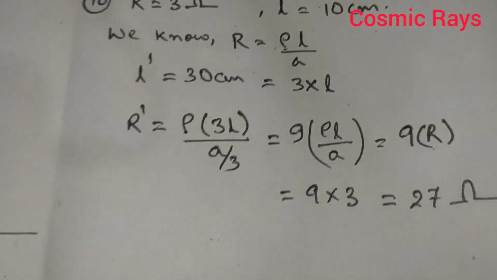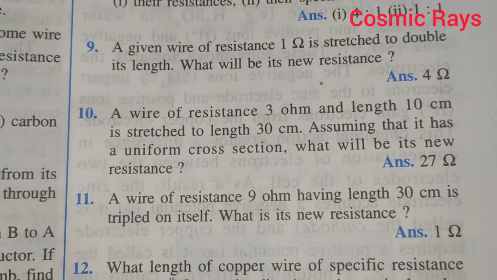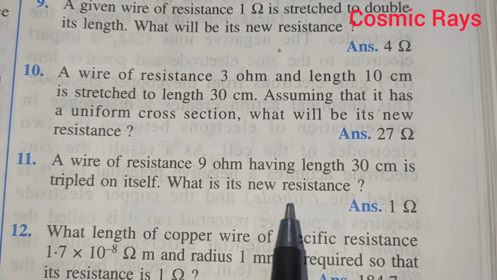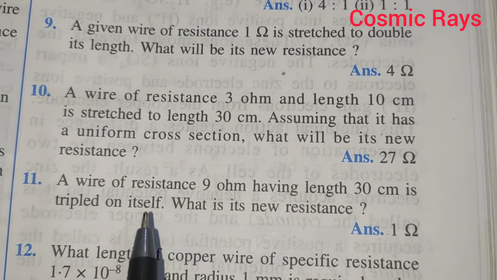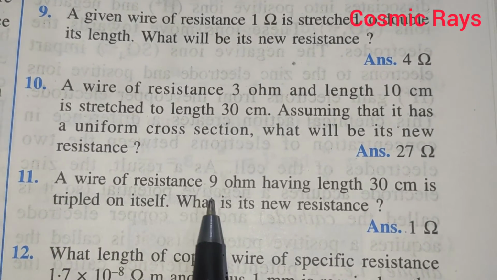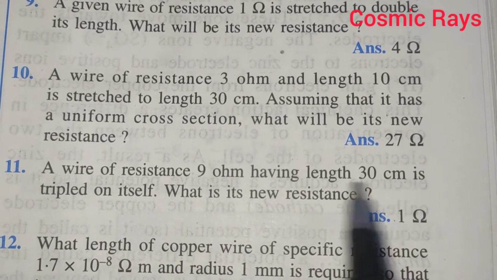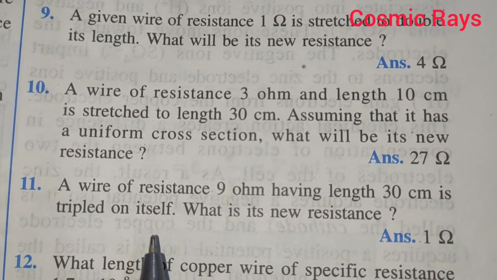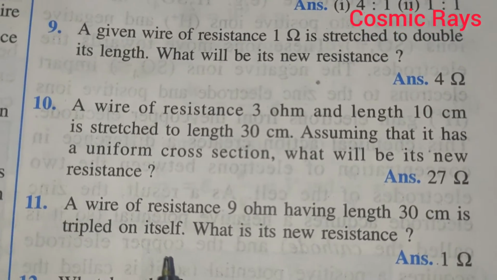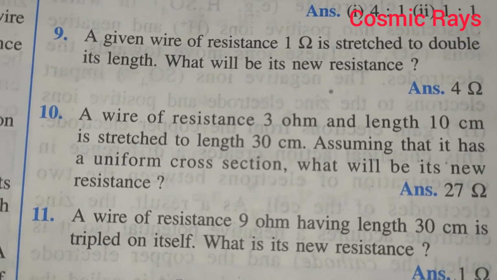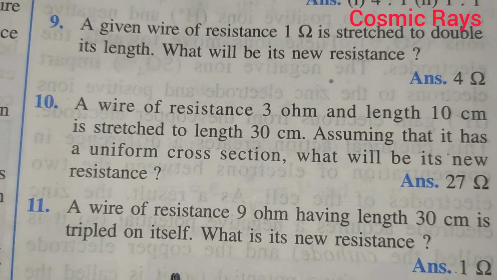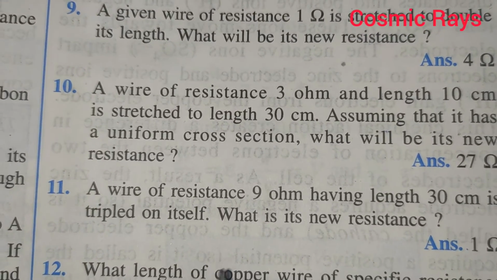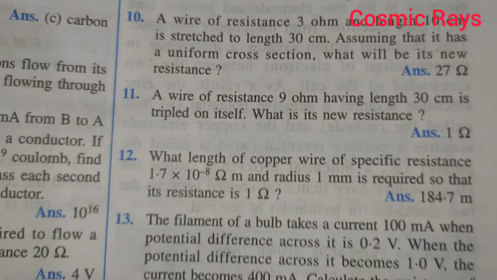Now we check another question. After number 10, question number 11. It can be done in the same way. What is the new resistance? We just have to take care of one thing. The question says a wire of resistance 9 ohm having length 30 centimeter is tripled on itself. So in this case, for the new resistance, length decreases by 1/3. So new length will be L by 3 and the new area will be 3 times the old area, that is 3A. If you put these values, you will get the answer.